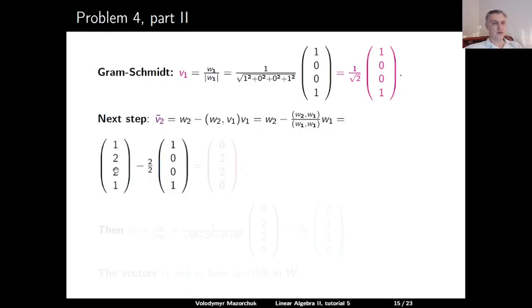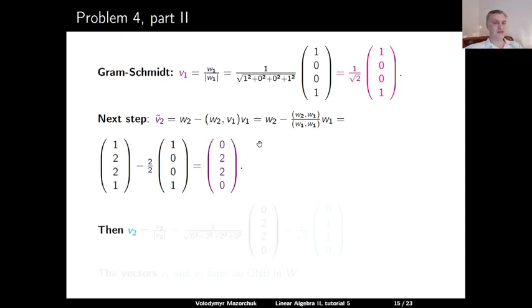So it's 1, 2, 2, 1 minus the vector 1, 0, 0, 1 with the coefficient. Here we already see that the denominator is 2, and the numerator is a scalar product between these two vectors. It's 1 plus 0 plus 0 plus 1. It's also 2. So V2 tilde is equal to 0, 2, 2, 0. So this is our auxiliary vector V2 tilde.